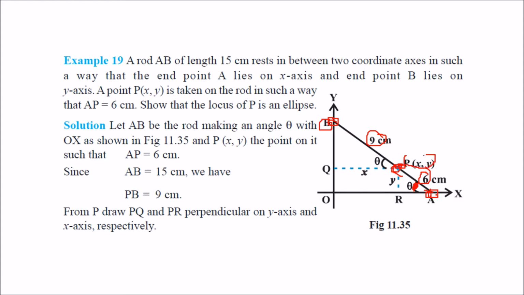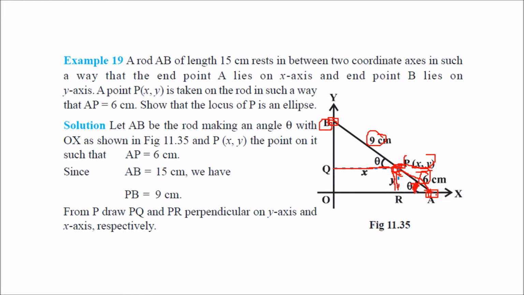Let us take this point P(x, y). See, this AP is 6 and this is theta. Because this is (x, y), this will be x and this will be y. Any point (x, y), the x-coordinate and y-coordinate are known as x comma y. This is x, this is y.